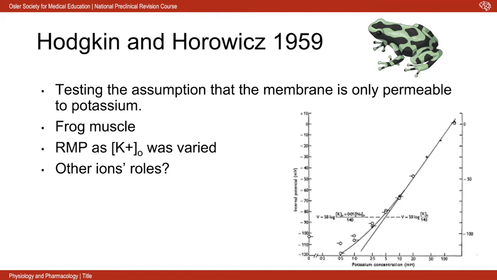Hodgkin and Horowicz measured the membrane potential of the cell when the external potassium ion concentration was varied, and compared it with the expected results calculated from the Nernst equation. At high extracellular potassium concentrations, the Nernst equation provided a good model for the results, showing that potassium ion concentration indeed has the largest effect. However, when the potassium concentration was less than 10 millimolar, the experimental values deviated significantly from the expected values.